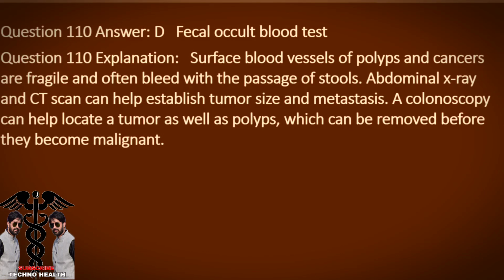Explanation: Surface blood vessels of polyps and cancers are fragile and often bleed with the passage of stools. Abdominal X-ray and CT scan can help establish tumor size and metastasis. A colonoscopy can help locate a tumor as well as polyps, which can be removed before they become malignant.